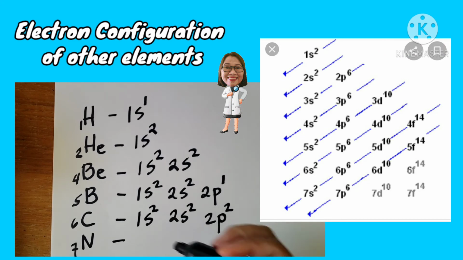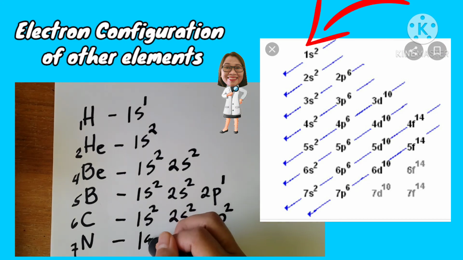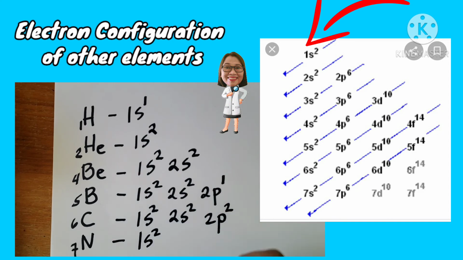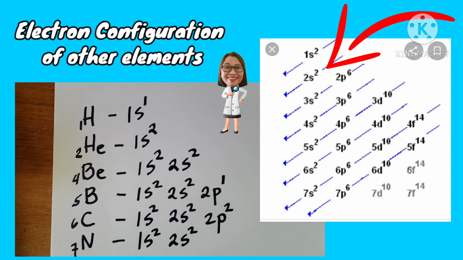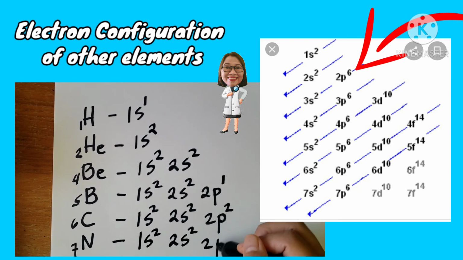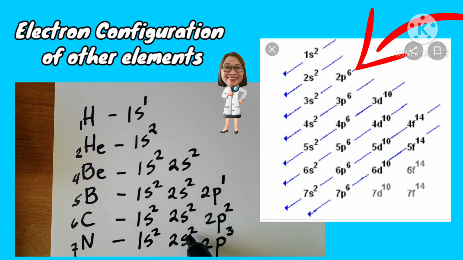Alright, so this time let us have nitrogen. I'm going to start with 1s2 and then 2s2, and then I'm going to jump to 2p3. I'm going to write 3 because 3 plus 2 is 5 plus 2 is 7, which is the atomic number of nitrogen.